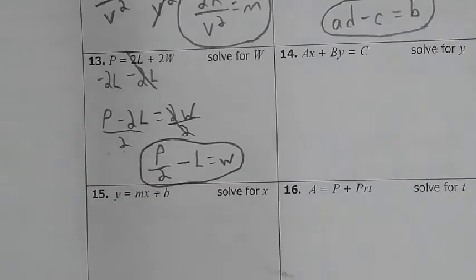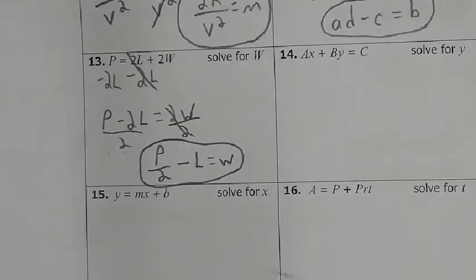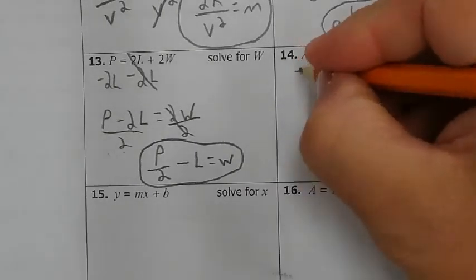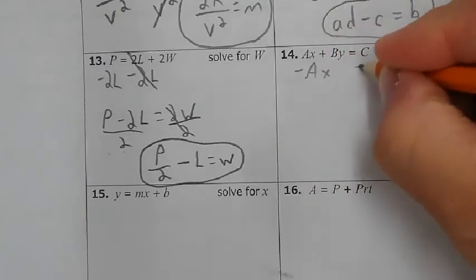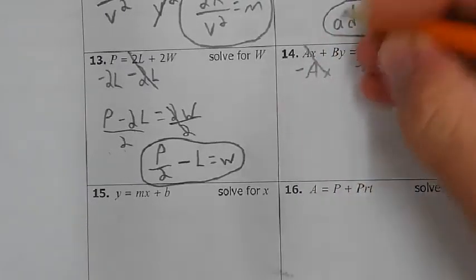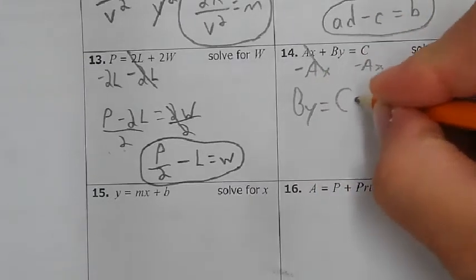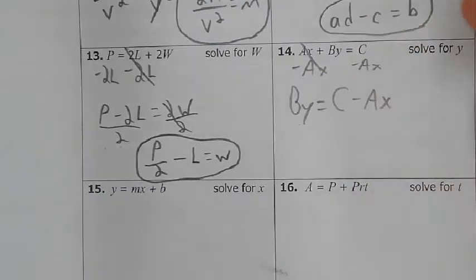Okay, so try 14 and 15. Those shouldn't be too confusing. So let's go over these together. What did y'all do first on number 14? Subtract AX. Good, subtract AX. So that would give you BY equals C minus AX. If you put negative AX plus C, that works too.